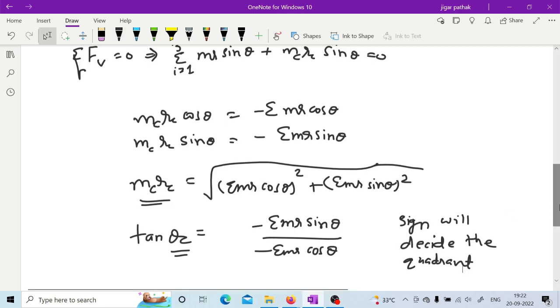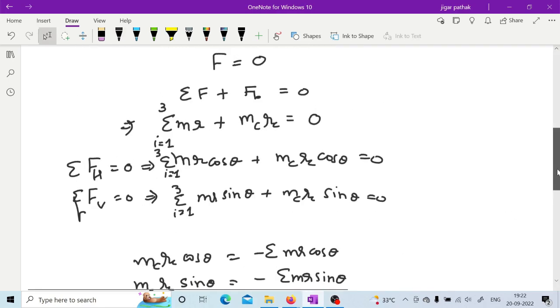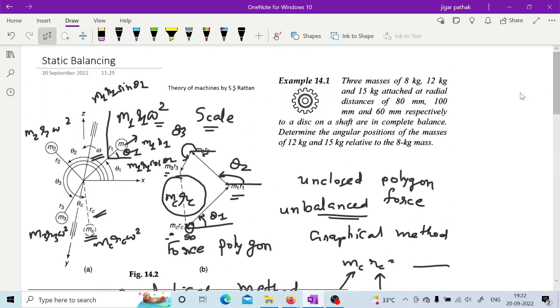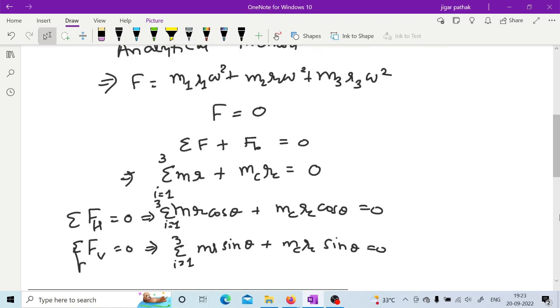Now, after having this idea about balancing of rotating masses in the same plane, here is a simple problem: three masses of 8 kg, 12 kg and 15 kg attached at radial distances of 80 mm, 100 mm and 60 mm respectively to a disc on a shaft are in complete balance. Determine the angular positions of the masses of 12 kg and 15 kg relative to the 8 kg mass.